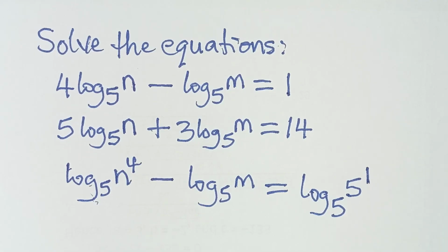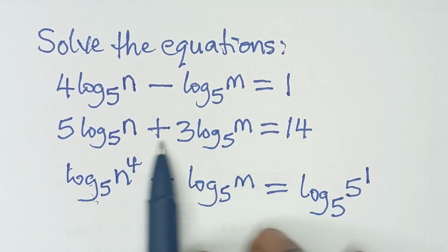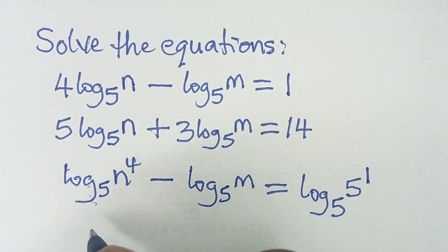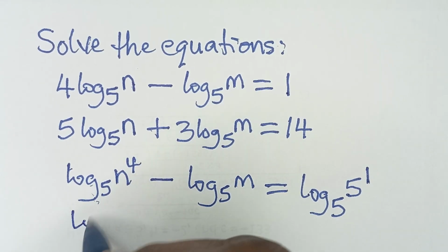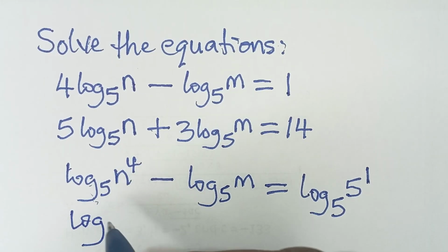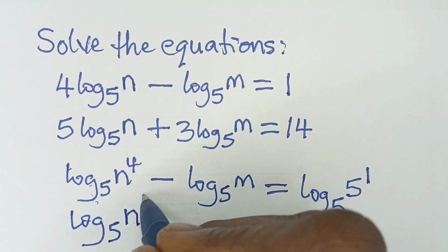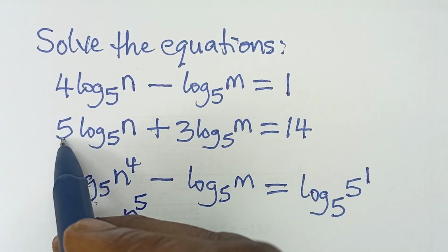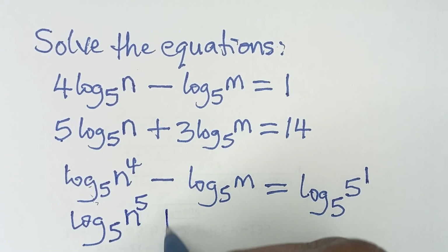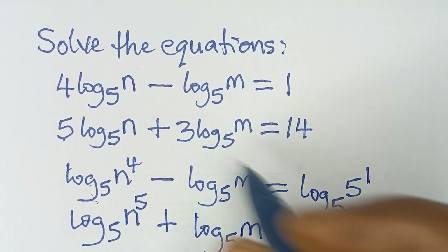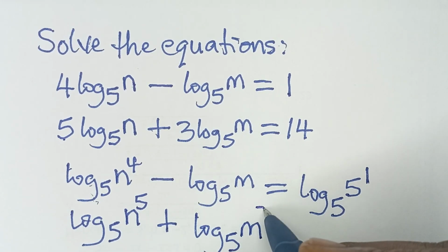Now we can move on with the second one. We do the same thing to this second equation. So I'm going to write it as log to the base 5 now. That is n raised to the power of 5; the 5 that is here becomes the power. And then plus log to the base 5, and m takes this power of 3.